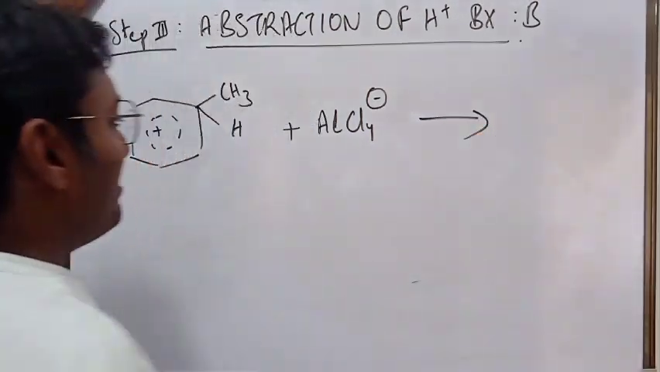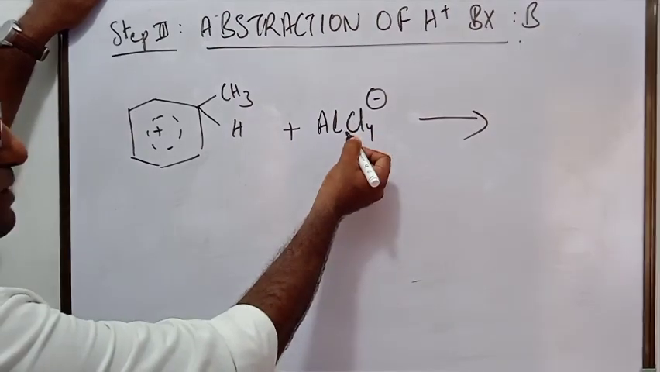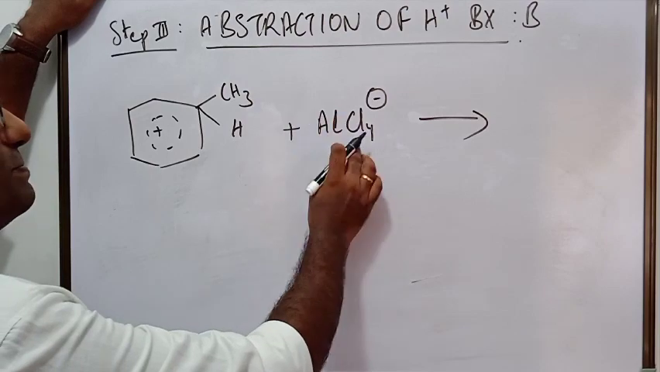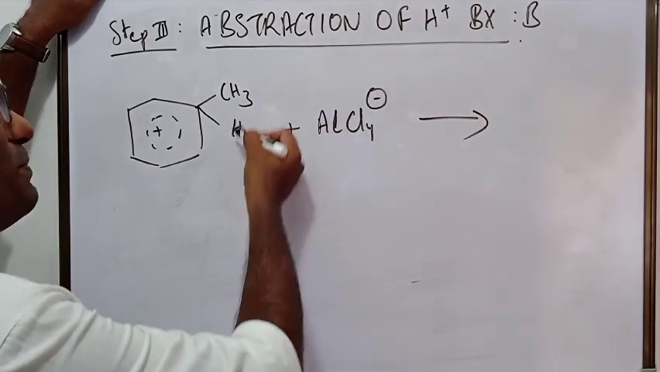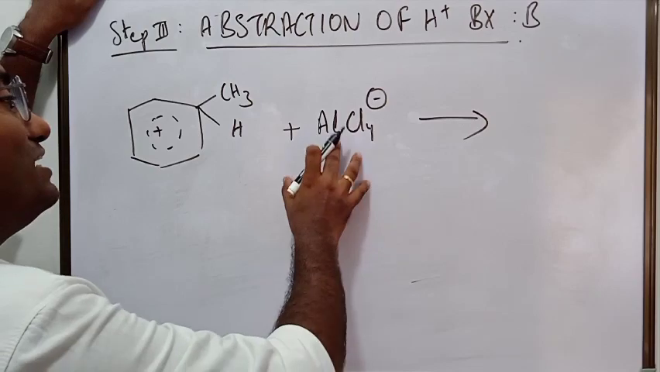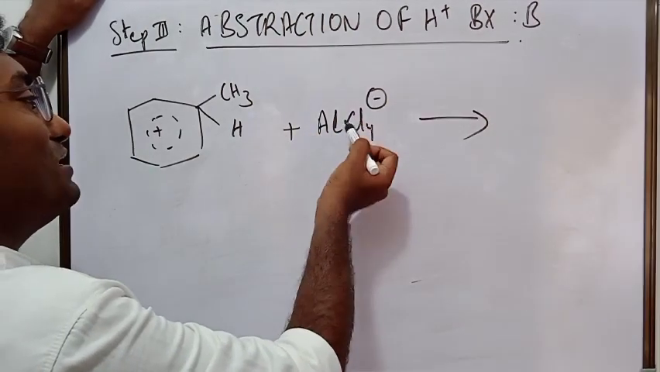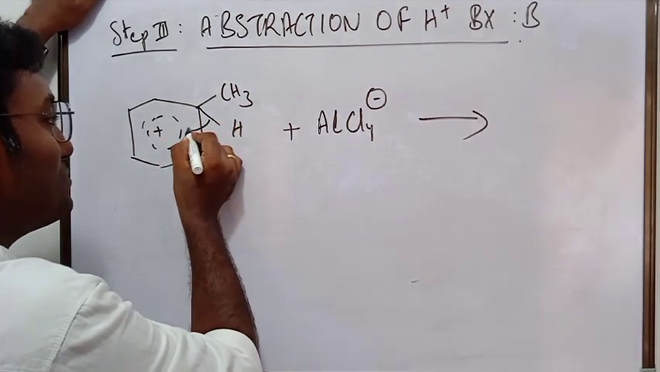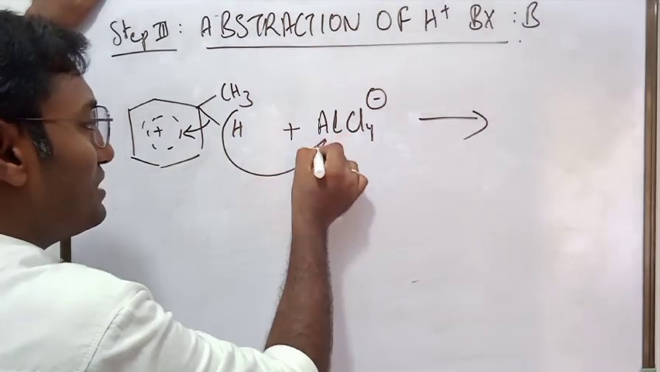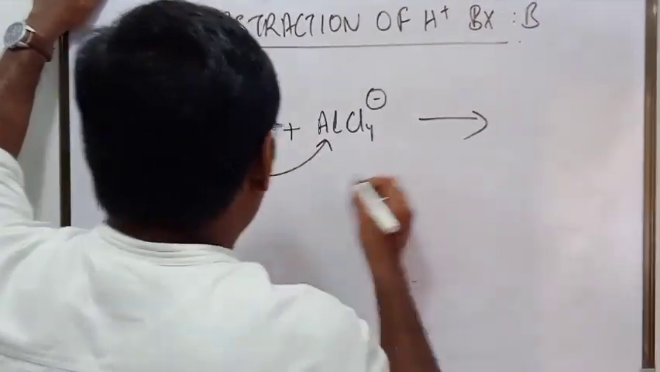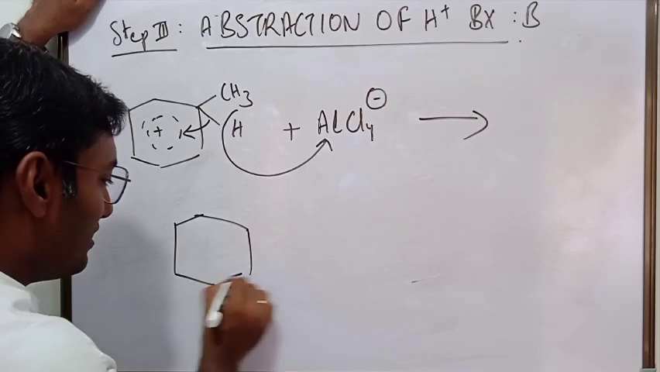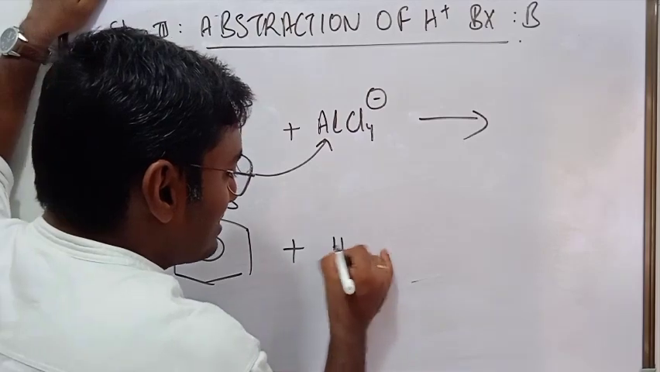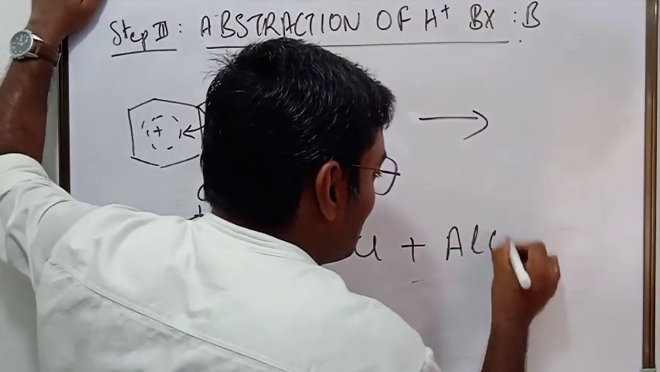Now what would happen? It is a conjugate base, right? It can now donate the pair of electrons. What was the Lewis acid? It can accept the pair of electrons. Now it can donate. And this system is also very unstable. So this electron pair goes back to the ring and this goes here. So now what would happen? What is the product that you get? Absolutely right. Alkyl benzene plus HCl plus AlCl3.